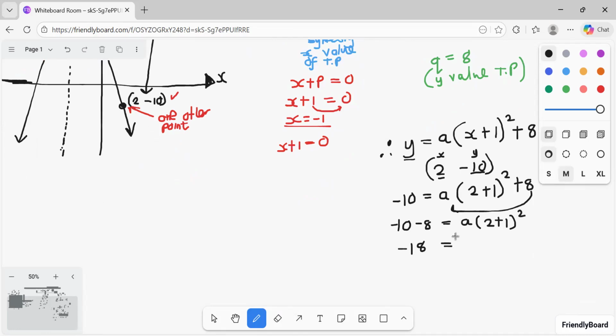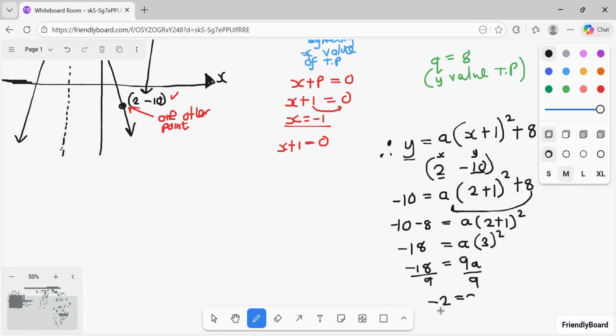this side is going to be a, open bracket, inside of it 3 squared, so negative 18 is equal to 9a. Then I divide both sides by 9. So you can see that negative 2 is equal to a. So I've managed to find my a.